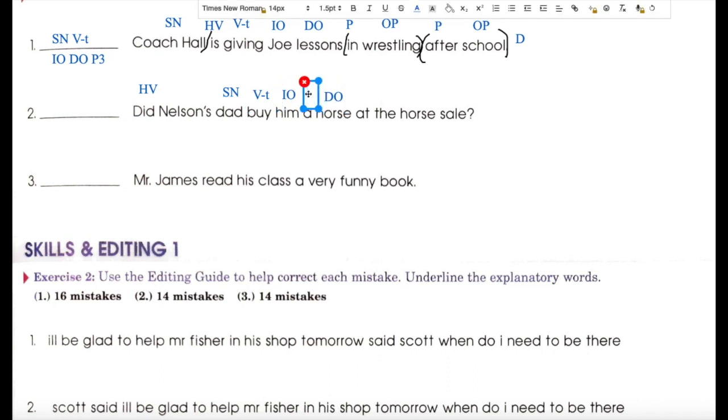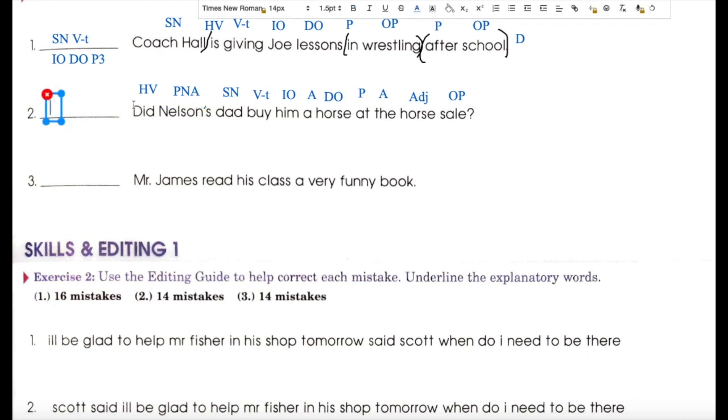The word a is always an article adjective. At is always a preposition. At what? Sale, object of the preposition. What kind of sale? Horse sale. Horse is an adjective. It's describing the sale. The word the is always an article adjective. Whose dad? Nelson's dad. Nelson's, it's a noun, it's possessive, and it's describing, so it's an adjective. So it's a PNA, possessive noun adjective.